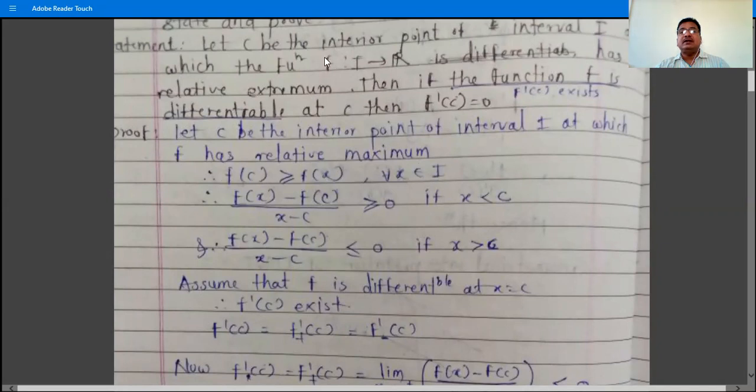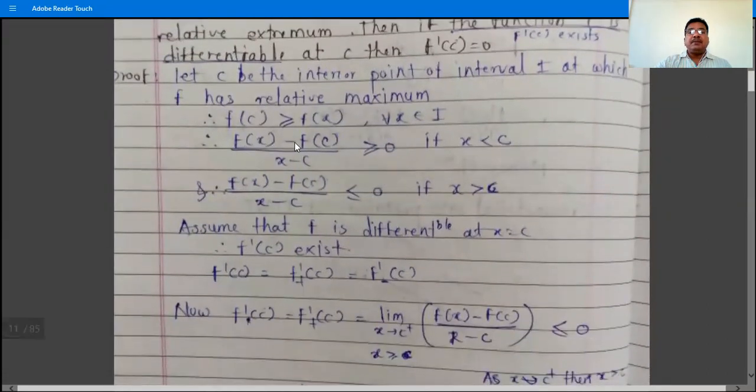So this is what is given in the theorem: C is the interior point and the function f has a relative extreme at the point C. Relative extreme means either maximum or minimum. We assume that f has a relative maximum at the point C. So we have f of C is greater than or equal to f of x for all x belongs to I. The maximum or minimum of the function f means the maximum or minimum of the set of images under that function. This is the concept of maximum or minimum of the function.